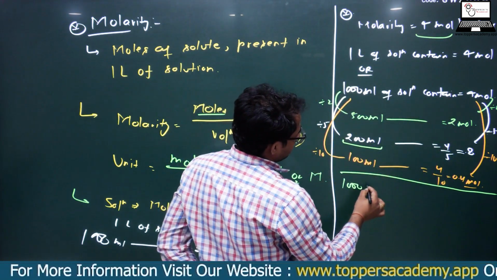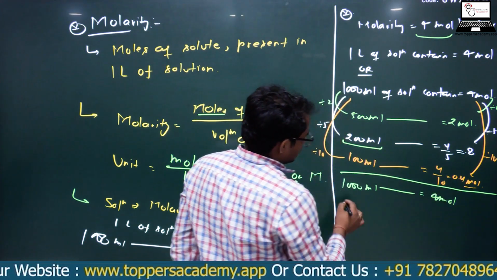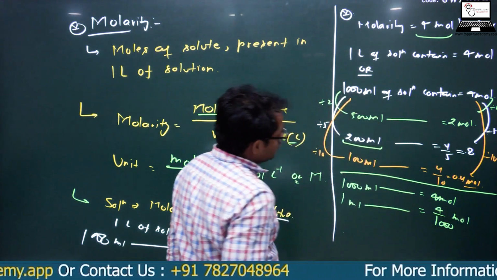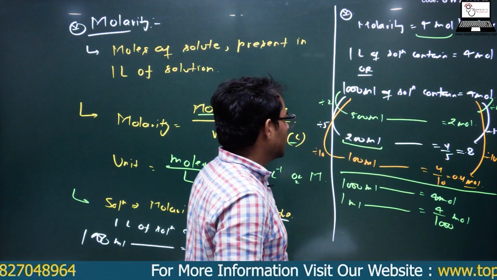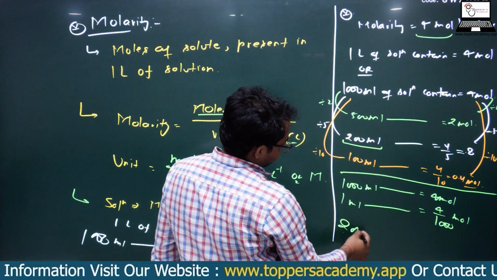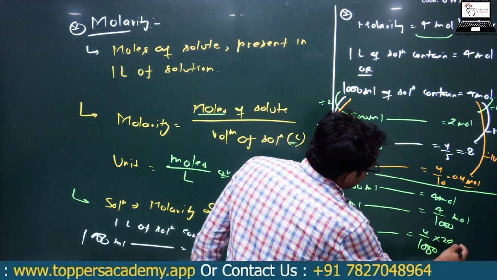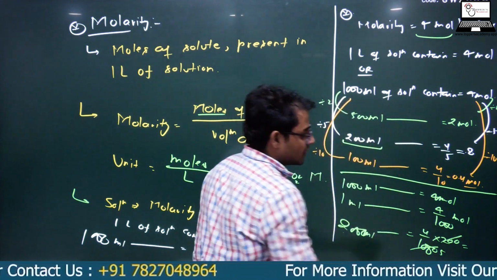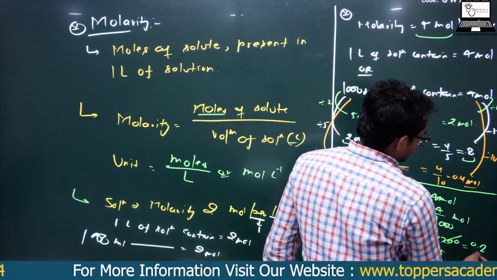So you can write that 1000 ml, or 1 liter, contains 4 mole of solute. So 1 ml will contain 4 upon 1000 mole of solute, and you want to calculate for 200 ml. So 200 ml will contain 200 times 4 upon 1000. 200 fives are 1000, and 5 eights are 40, so 0.8. The same answer you are going to get.